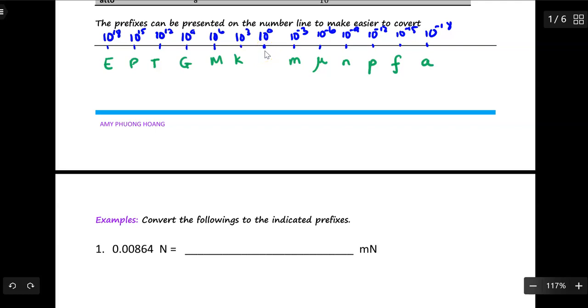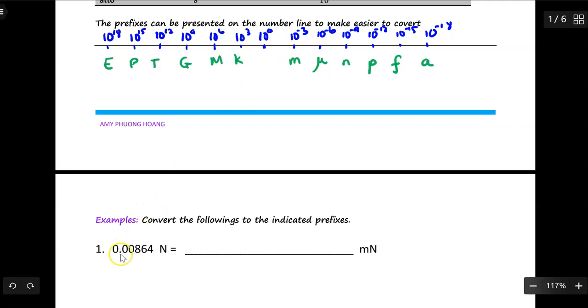And then what you do is convert the following to the indicated prefixes. So it's a Newton, and you need to go to millinewton. So this is the prefix in front of the unit. That means from this, you need to meet the milli. So what do I have to do? I am going to go from here to here. You see that? From there to there.